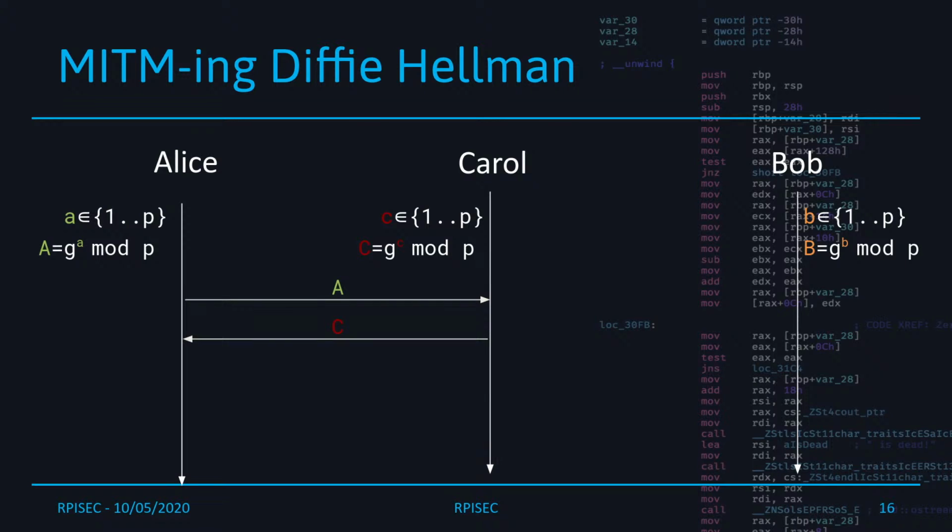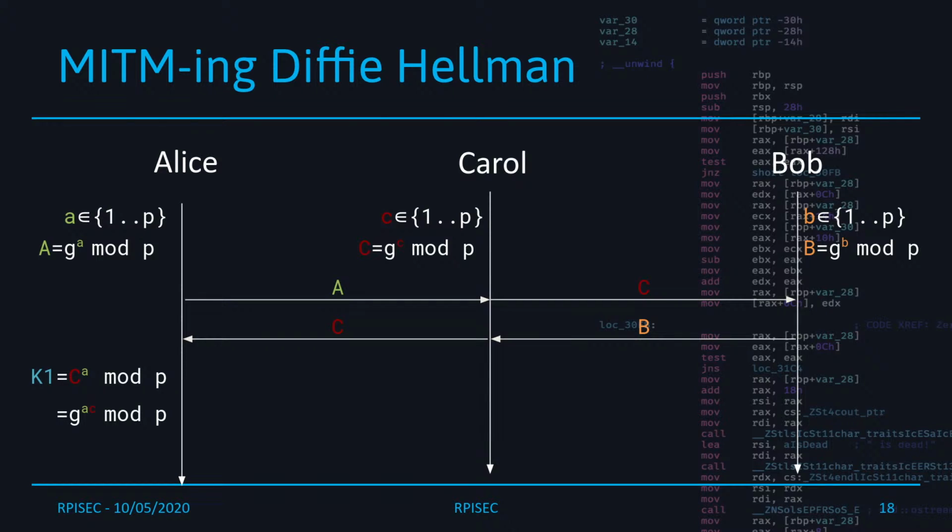And so Alice tries to send off her result to Bob, but Carol intercepts it and replies with her own calculated value. So to Alice, it seems like Bob has replied with a value, but in reality it's Carol that's replying. And then Carol will send off her value to Bob. So Bob will receive that value thinking it's coming from Alice and send off his calculated value to Alice, but that value will be intercepted by Carol.